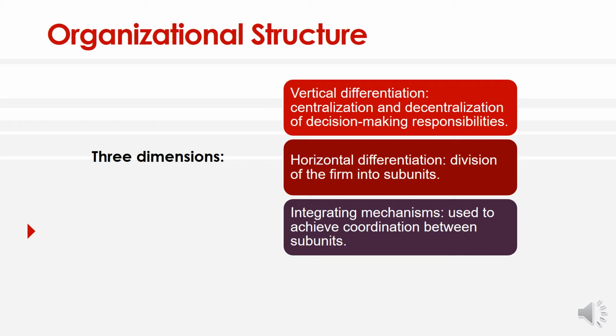Organizational structure consists of three dimensions. First, vertical differentiation: the centralization and decentralization of decision-making responsibilities. Second, horizontal differentiation: the division of the firm into subunits. Third, integration mechanisms used to achieve coordination between subunits.